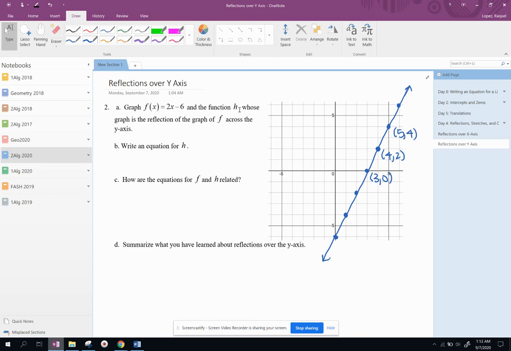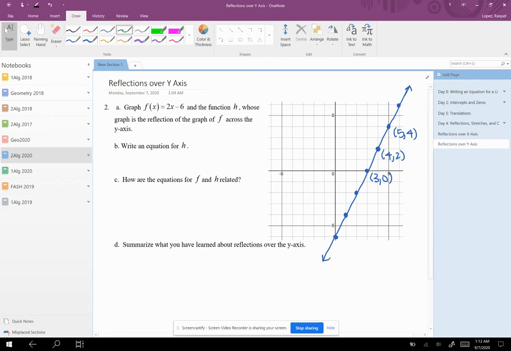So I already have my line graphed and I've got some points labeled. So if you need to take a moment to go ahead and plot that line, go ahead, pause the video. Alrighty, welcome back. Okay, so this problem is asking us to reflect the graph of f, so remember this is f, over the y-axis. So if we are reflecting over the y-axis, we want to make sure that our new points are the same distance away from the y-axis.